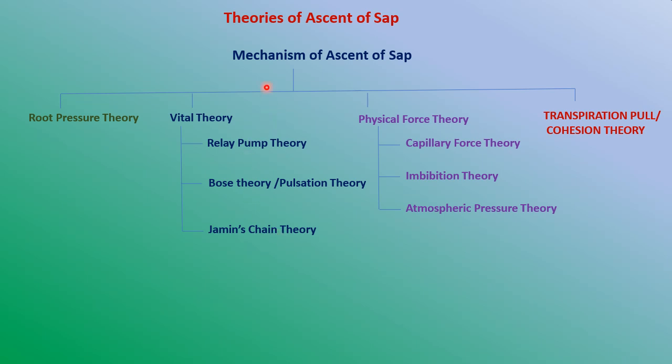And in order to study the ascent of sap, the mechanism is also very important, and the mechanism can be studied by the root pressure theory, the vital theories, the physical force theories, and the transpiration pull cohesion theory. In vital theory, there is the relay pump theory, Chandra Bose's pulsation theory, and Jamin's chain theory. And in physical force theory, there is the capillary force theory, imbibition theory, and the third one is the atmospheric pressure theory. We shall see one by one about the mechanism of ascent of sap.